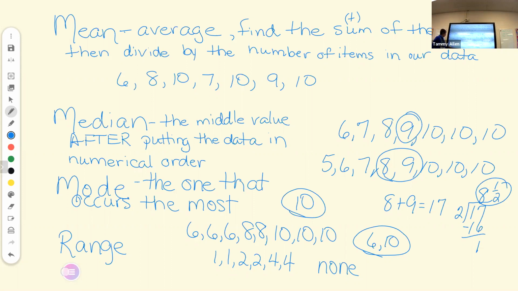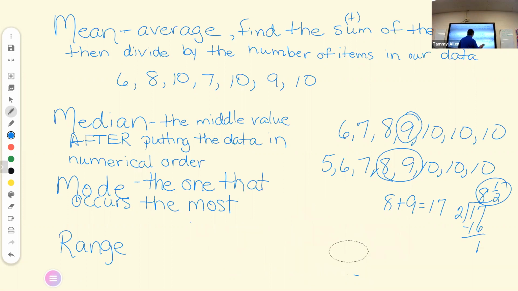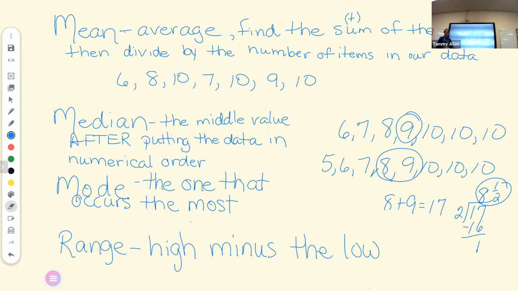The range. The range is found by taking the high minus the low. What was our high? 10. What's our low? 6. So our range is 4. And there we have mean, median, mode, and range. Questions on it?